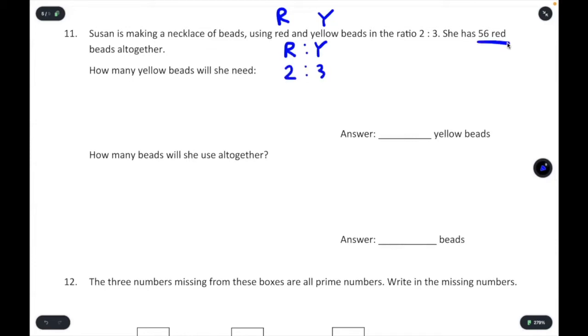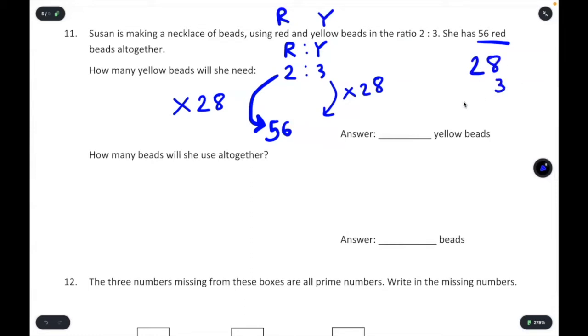Now, if she has 56 reds now, that means in the R column, we've got 56. How many times bigger than 2 is 56? It's 28 times bigger. So the same thing needs to happen on the right side. We need to multiply this by 28 so that we see how many yellow beads she needs when she's got 56 red. So then we need to do 28 times 3, which we can quickly do over here.